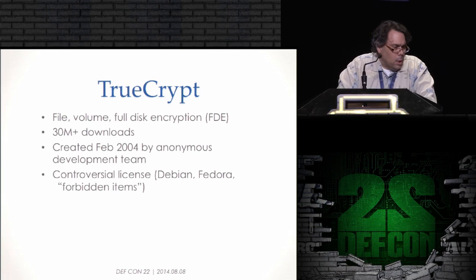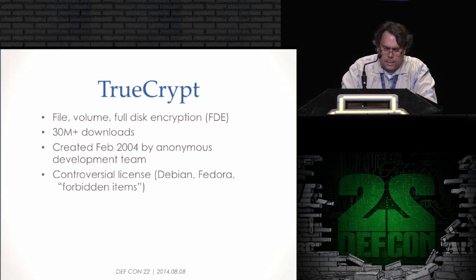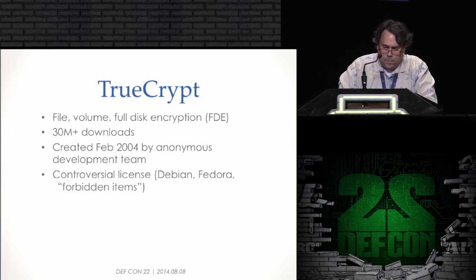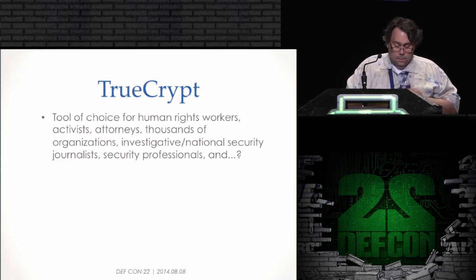I think people generally know, but it's a piece of software for file volume and full disk or whole disk encryption. It's been downloaded about 30 million times and been around for about 10 years. In the open world, it's literally listed in the Fedora and Debian license archives as forbidden items. You have to go out of your way to include it, and we'll talk about that in a second. But it's a really popular tool, used by quite a lot of people, not just human rights workers and activists, but corporations too.